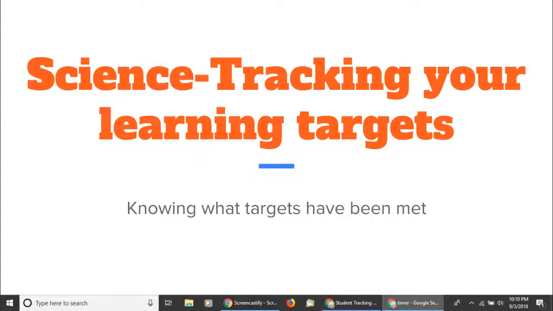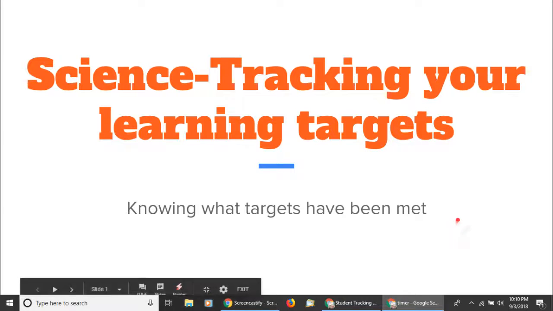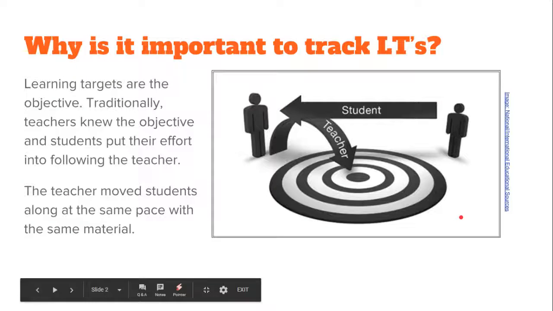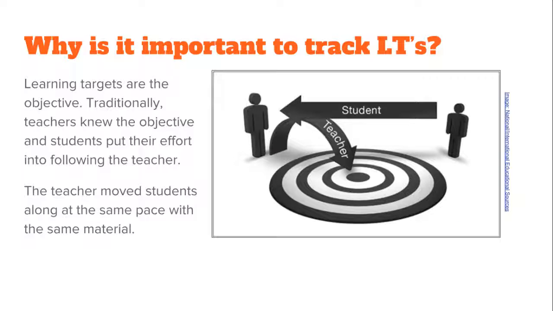I want to take a few minutes to talk to you about tracking your science learning targets this year. What we traditionally have done is teachers have had these objectives that students have all worked towards. A teacher identified what they're doing and why they're doing it, created experiences for students. Everybody did the same thing at the same time, did the same stuff, turned in the same things, and kind of marched along in step.